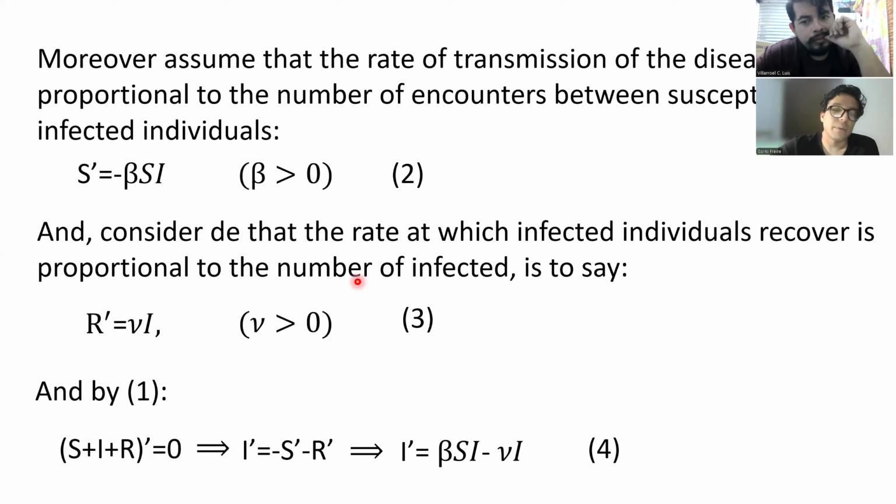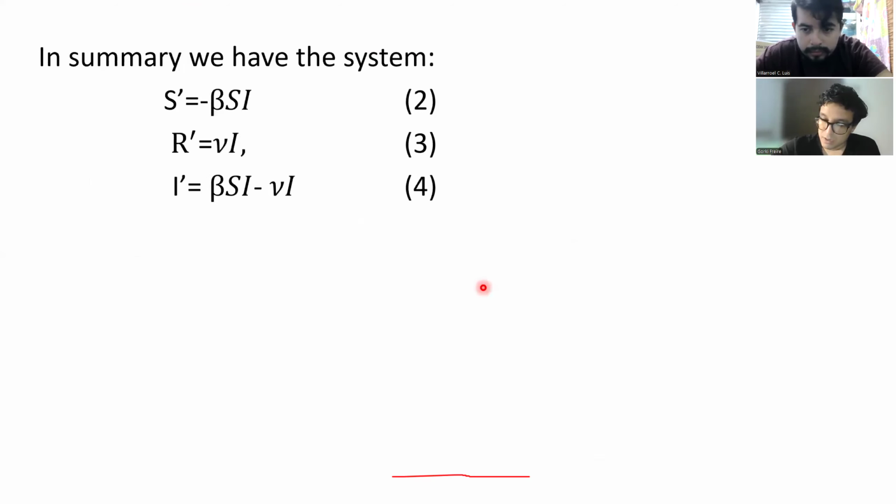And by these assumptions we can obtain this equation here, the derivative of I. Okay, so we got the system.